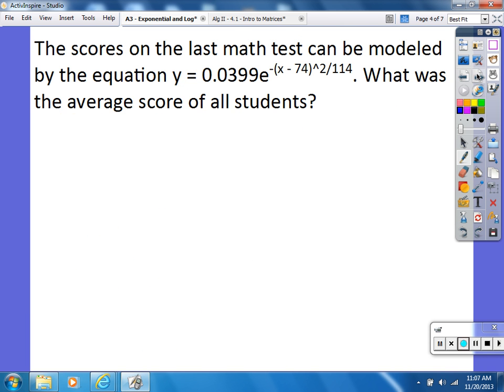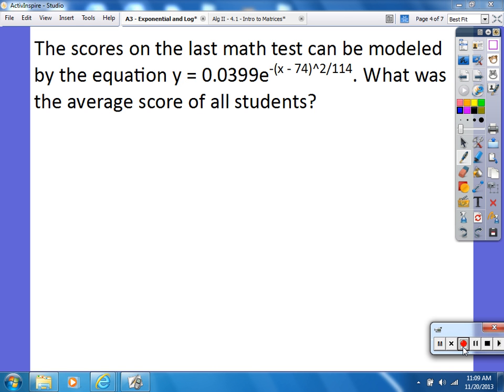All right. Scores on the last math test. Okay, really, that's not true. It's just a problem we're going to try. What was the average score of all the students? First off, it doesn't matter how many students took this last test. That has nothing to do with that model. That model already figures in a total of how many students took the test.